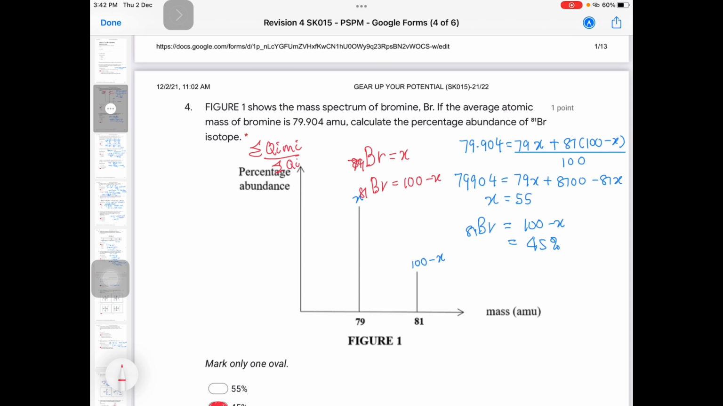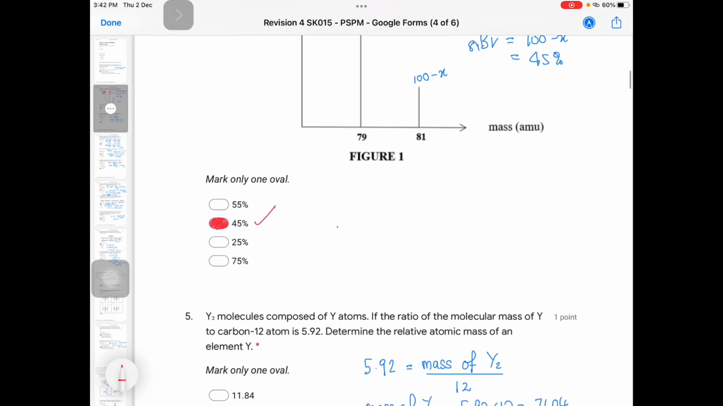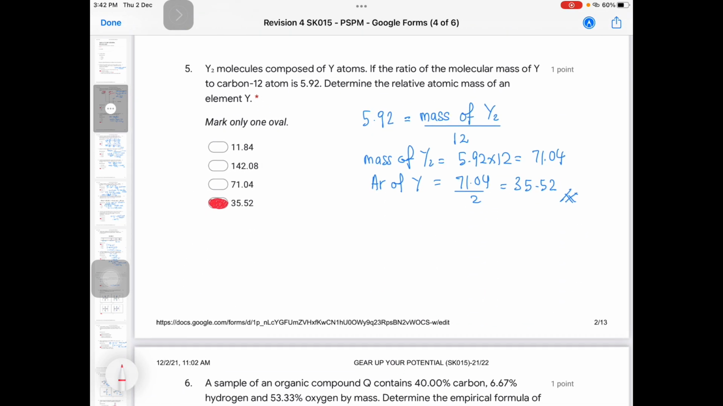Jadi 79 times X plus 81 times 100 minus X over 100 equal to 79.049. Jadi kita dapat X is equal to 55. Okay, so Br-81 is 100 minus X. Jadi 100 minus 55 is 45. Okay, so the answer is B. Okay, question kedua. Alright, then question 3.